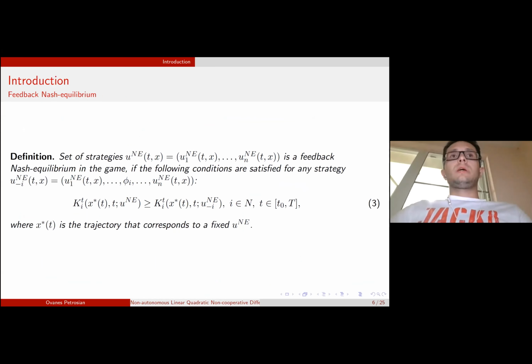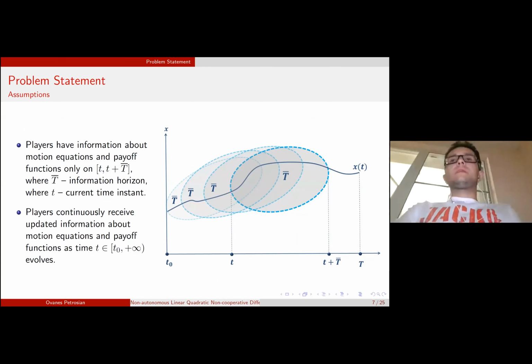Let's move on. As a solution concept, we want to use a feedback Nash equilibrium with the classical solution represented here. But what is the continuous updating approach? In the continuous updating approach, we suppose that at every current time instant t, all players in the game have information about the motion equations and payoff functions only on the interval from t to t plus t dash. It means that when the current time instant t changes, the information also changes according to this time interval. And of course, the current time instant t changes continuously in time.